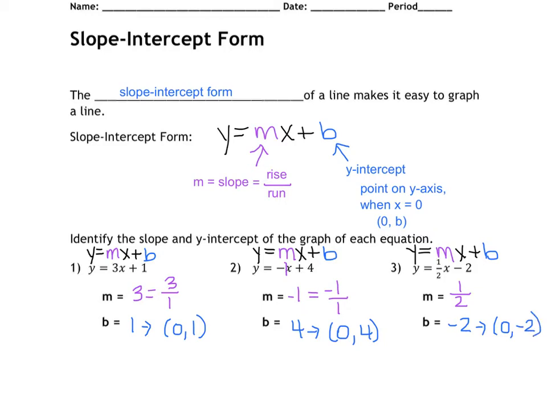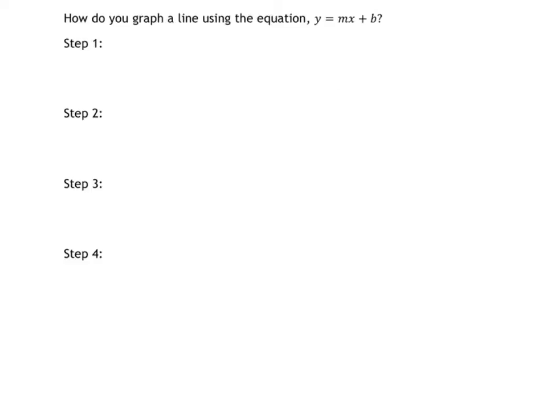All right, so now let's discuss how we're going to graph a line. We just identified our slope and our intercept. Now let's graph a line. So how do you graph a line using the equation y equals mx plus b? Step 1, you want to identify the slope, which is your m value, and the y-intercept, which is your b value, which we did in the previous 3 examples.